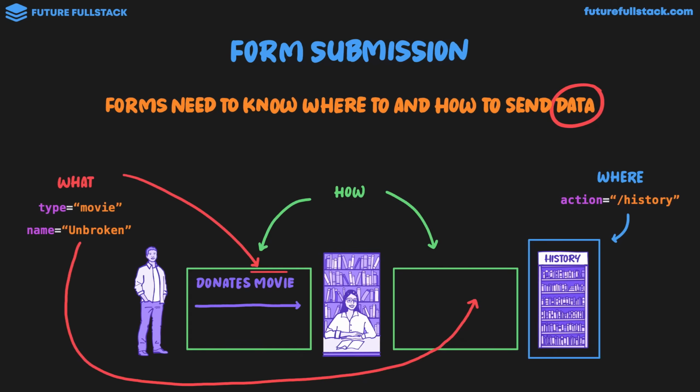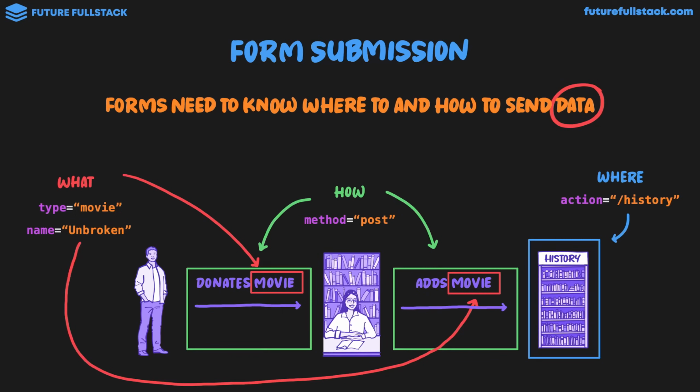The final case we will look at is when we want to now donate the movie instead of borrow it. The what is the same as before. It's still a movie called Unbroken. The how has now changed though. It's now method equals post. We are giving the librarian the movie called Unbroken, and the librarian will add it to the shelf like a new record being created in a database.